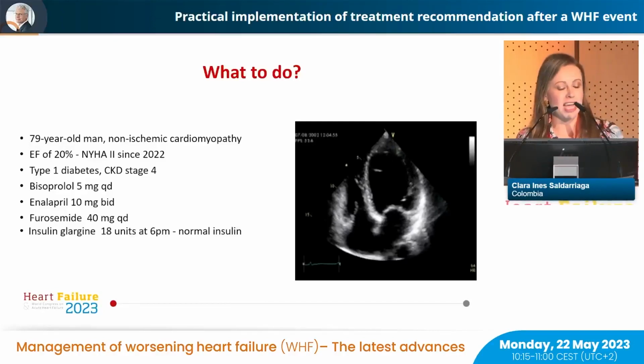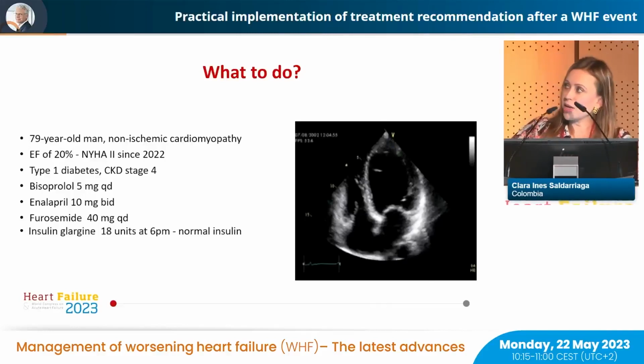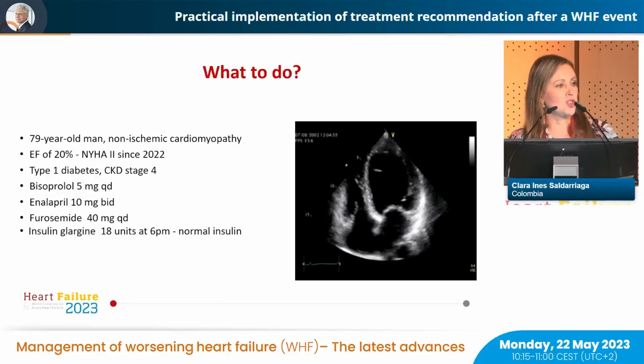It's a 79-year-old man with a past medical history of non-ischemic cardiomyopathy that was diagnosed 1 year ago. His ejection fraction at this point was 20%, and he was in New York Heart Association Class 2. As you can see here, most of our patients with heart failure have other diseases. So this patient also had type 1 diabetes and also chronic kidney disease stage 4. Here you can see the prior treatment of this patient. He was just receiving beta blockers and ACE inhibitors. He was on furosemide and insulin for his type 1 diabetes.